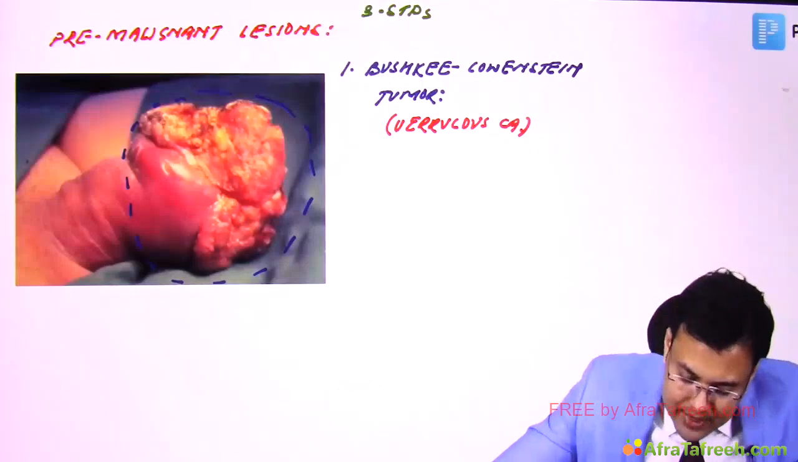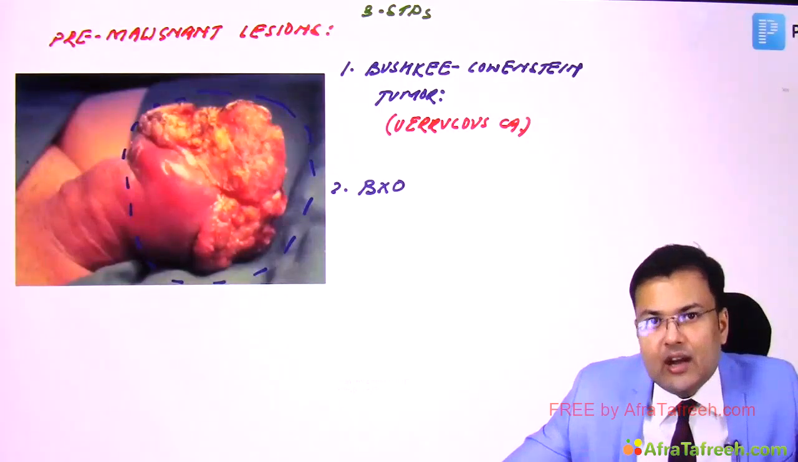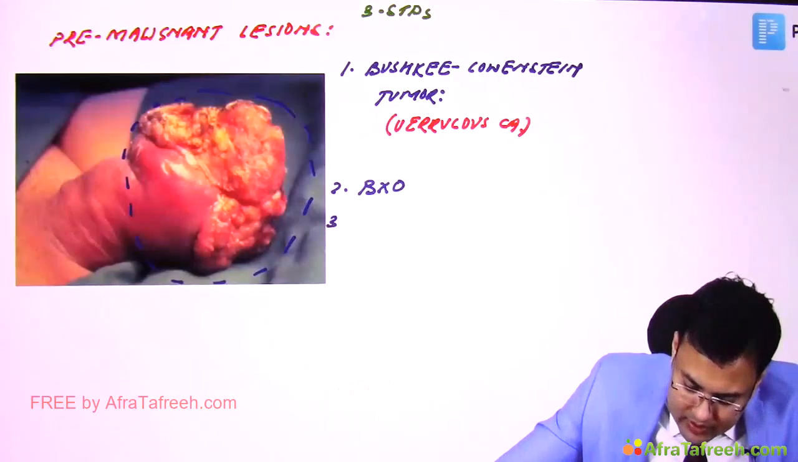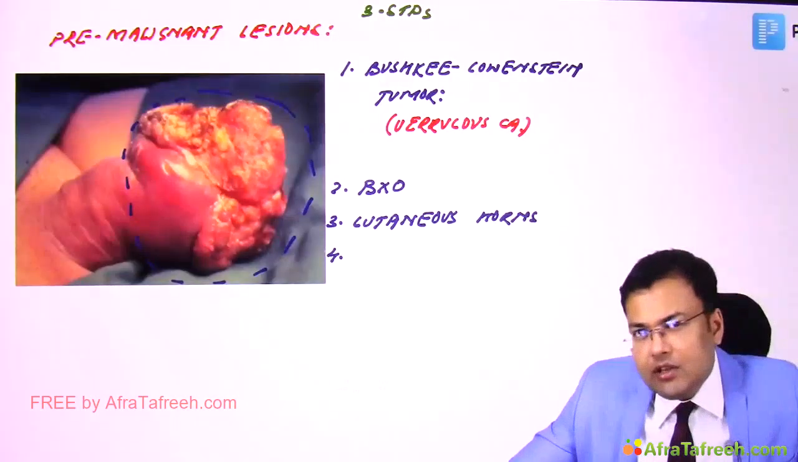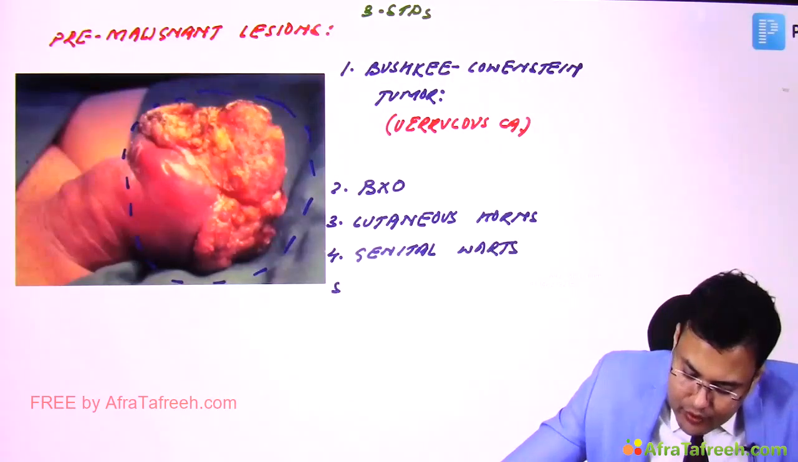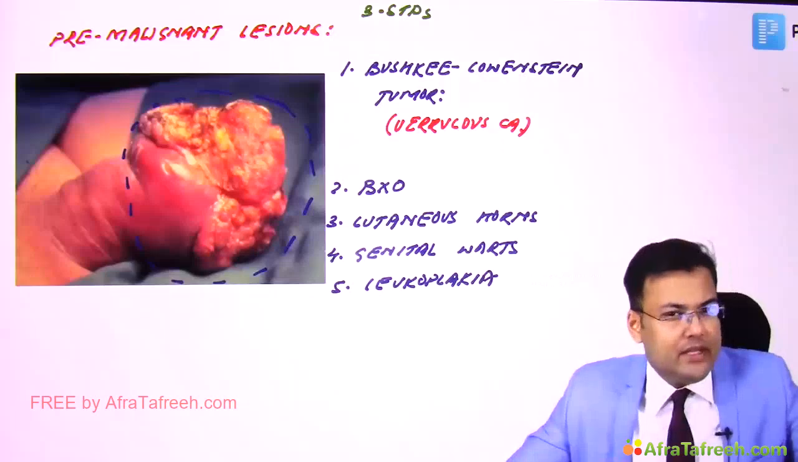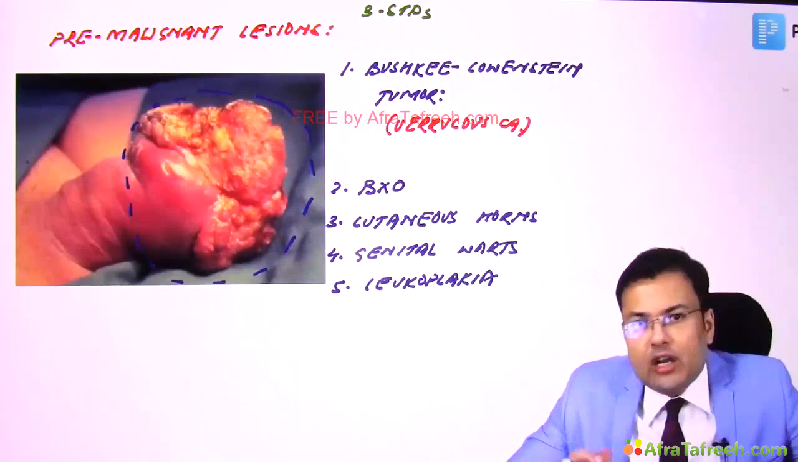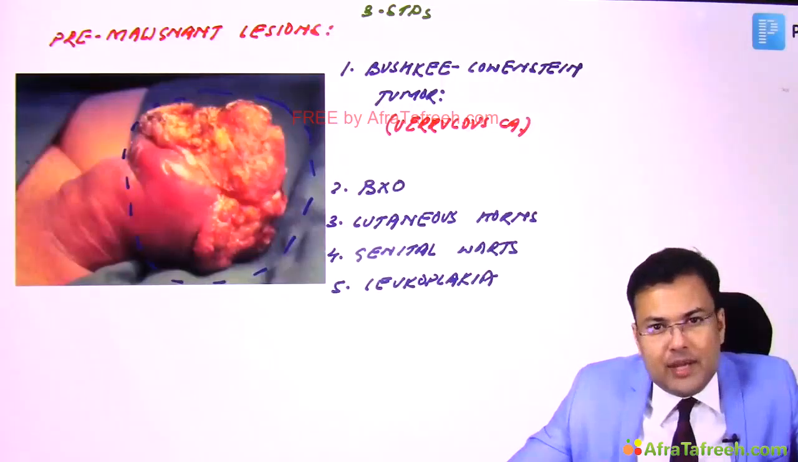Second, we discussed BXO. And what's the full form of BXO? This is balanitis xerotica obliterans. Third is cutaneous horns, genital warts, and you know, for genital warts, which organism is responsible? HPV. So genital warts and leukoplakia. Okay, what is leukoplakia in relation to carcinoma penis? It's the whitish appearance on glans penis. So all these are pre-malignant lesions.